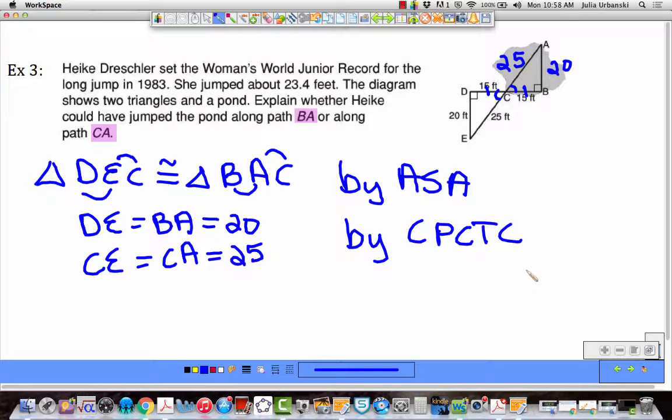Now let's read the question. Heike Drechsler set the women's world junior record for the long jump in 1983. I looked it up and it hasn't been broken yet. It still stands from 1983. She jumped about 23.4 feet.